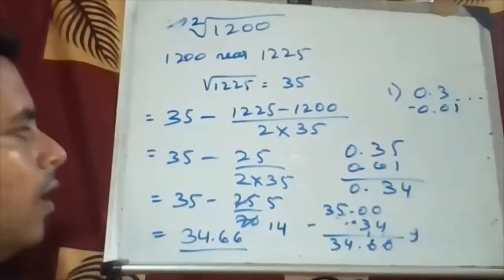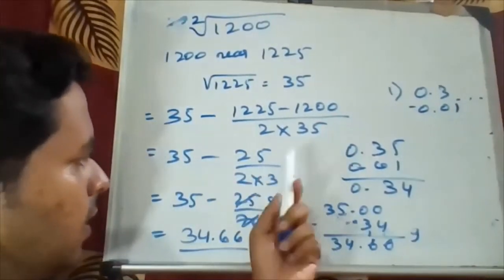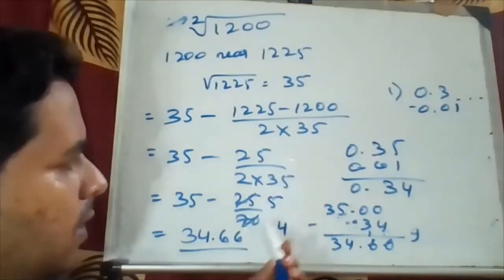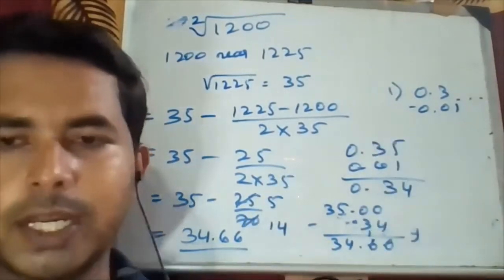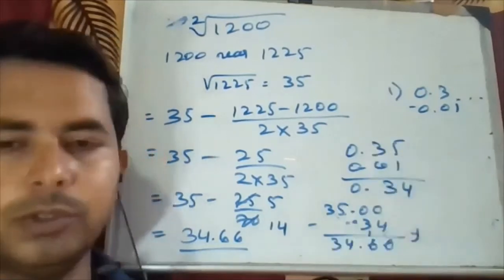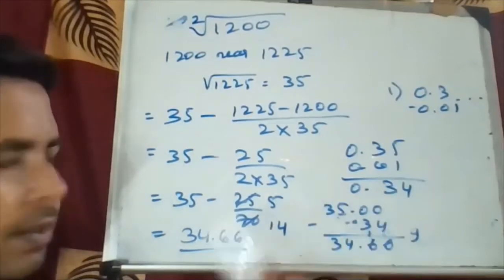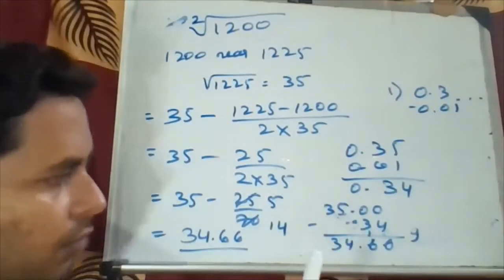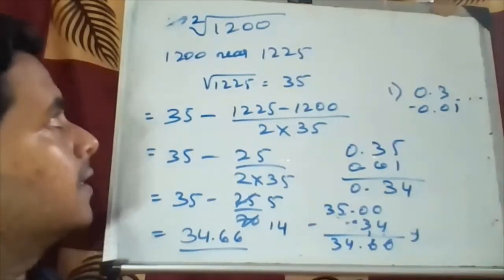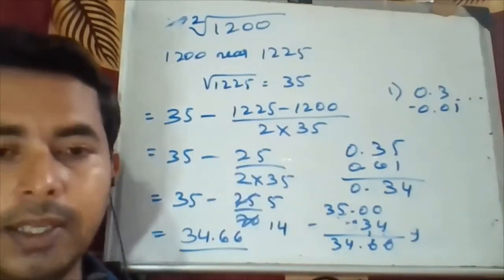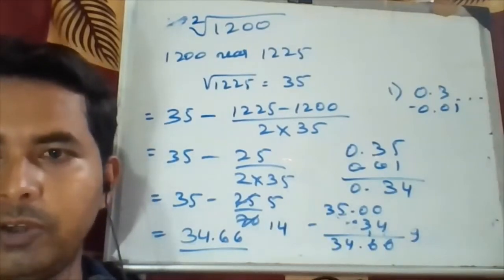So here, what we were doing, 35 minus 25 by 2 into 35. If I simplify this, 5 by 14 is 0.35. To get the exact answer, I'll just subtract 0.01, so it's 0.34. So here I got 35 minus 0.34, so it is 34.66. My final answer will be 34.66. So this is a method to find the square root of a non-perfect 4 digit value.